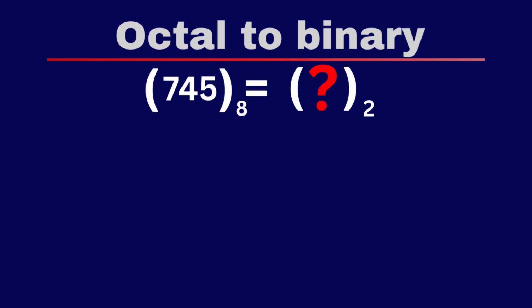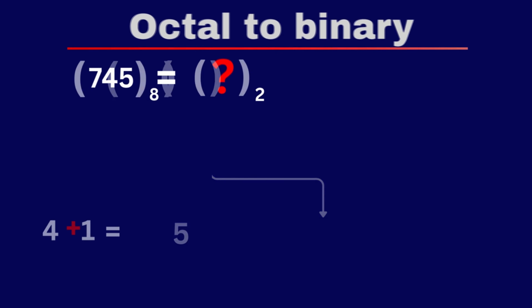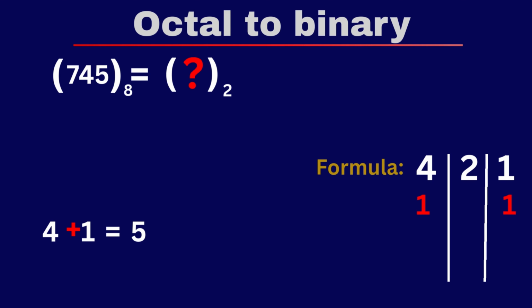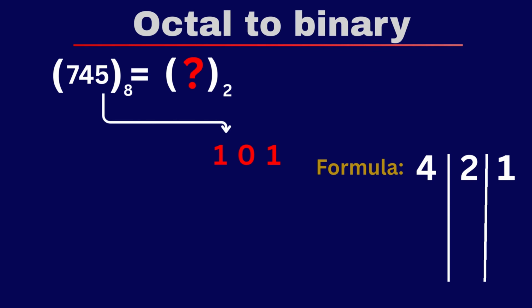We have the octal number 745. Starting from the right side, the first digit is 5. Now 5 is made by adding 4 plus 1, which means we place 1 in the positions 4 and 1, and the other position would be 0. So the binary of 5 is 101.